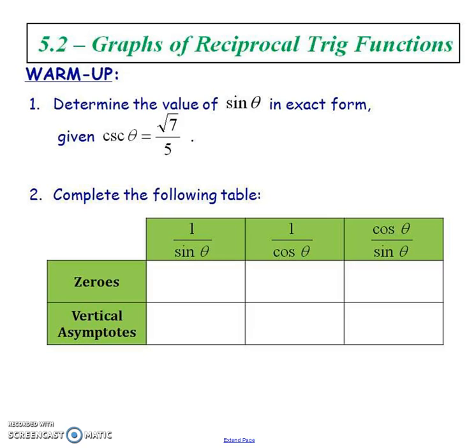This is 5.2, which goes into the graphs of reciprocal trig functions. So we're talking about the cosecant, the secant, and the cotangent graphs. Now let's start off with the warm-up.